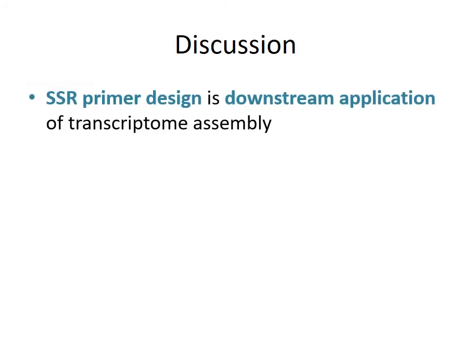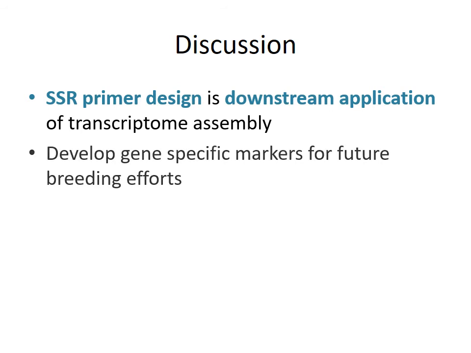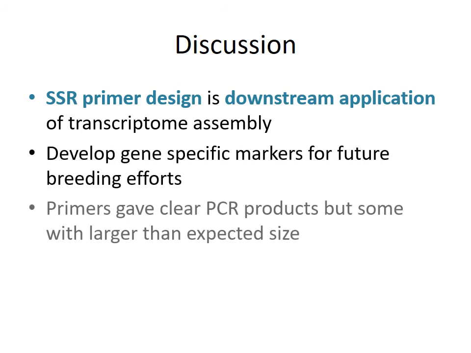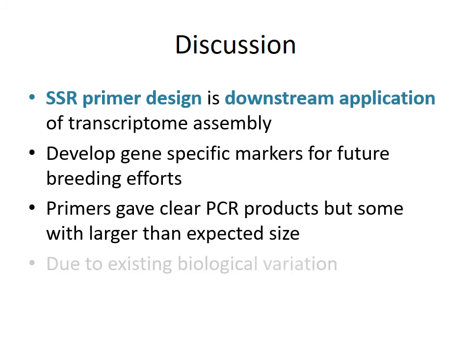SSR primer design is a downstream application of transcriptome assembly. It is done to develop gene-specific markers for future breeding efforts. The primers in this research gave clear PCR products, but some with a larger than expected size. This was due to existing biological variations because the original sequences were taken from an Australian accession, but the in-lab RNA sequences were from Sri Lankan accessions.